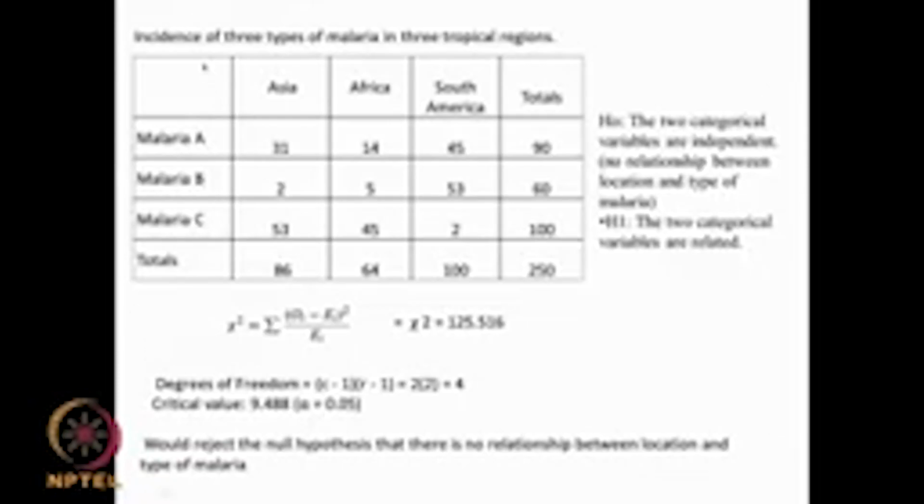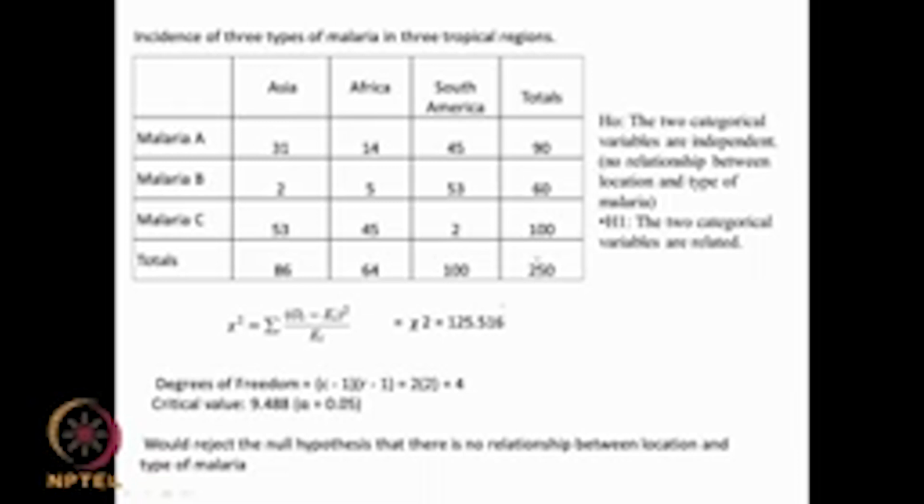We have, say, the incidence of 3 types of malaria in 3 tropical regions: Asia, Africa, South America. Malaria is a very serious problem. There are different types of malaria, okay. Malaria A, malaria B, malaria C, okay. So, malaria A is happening 31, 14, 45, malaria B is 2, 5, 53, malaria C is 53, 45, 2, right. Okay. So, I want to know whether it follows the expected, okay.